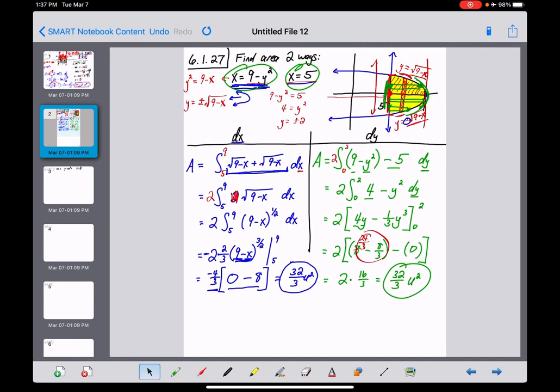The whole point of this problem was to help you guys recognize here that you can either get the same answer, the correct answer, either way, if you do it with respect to x or with respect to y. I personally think the method on the right was a little bit simpler, but I'll leave that up to you guys. You have the option of doing this one either way.